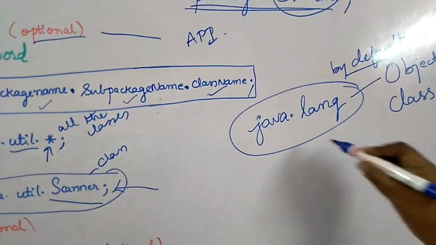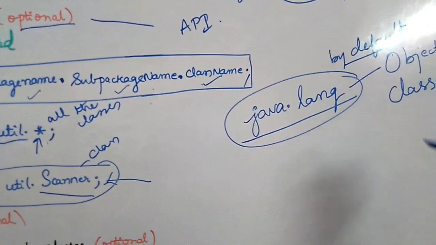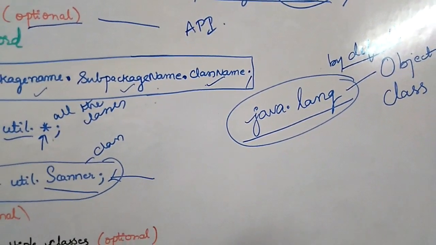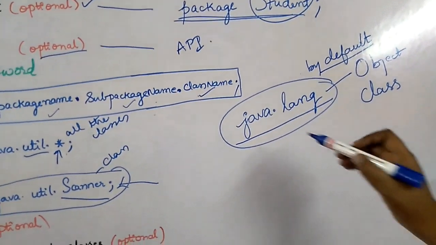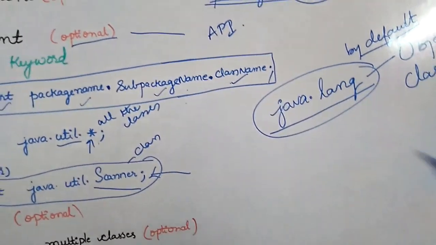So java.lang is one very important package which is by default included in any Java program that we write. We needn't explicitly mention it in the program.